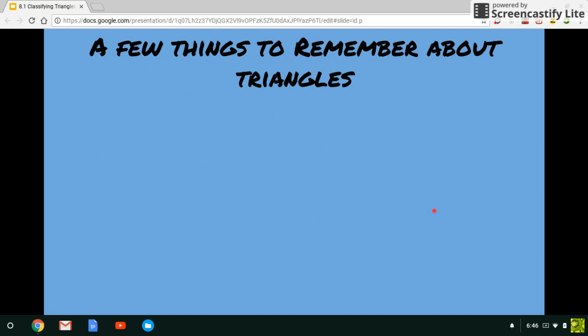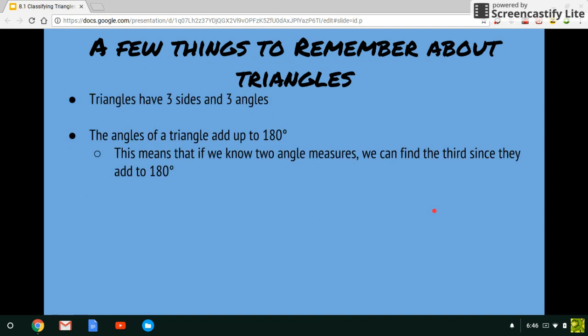And so there are a few things that we should remember about triangles. The first is that triangles have 3 sides and 3 angles. Hopefully we all knew that already, but if you didn't, there we go. And also the angles of a triangle add up to 180 degrees. You may have heard this before, you may not have. But this is a really convenient fact because if we know 2 angle measures, we can find the third since we know that they add up to 180 degrees.